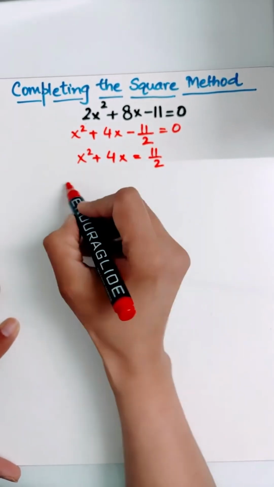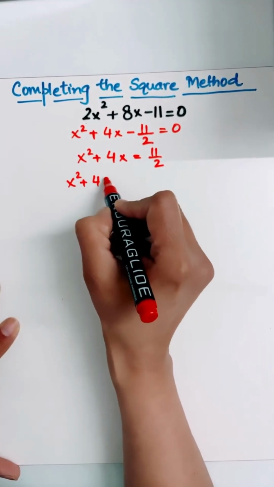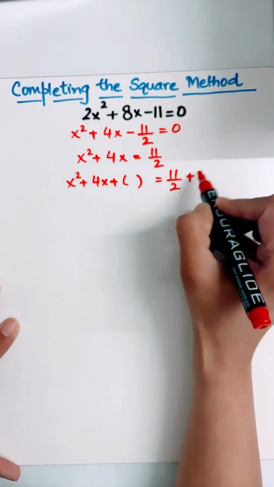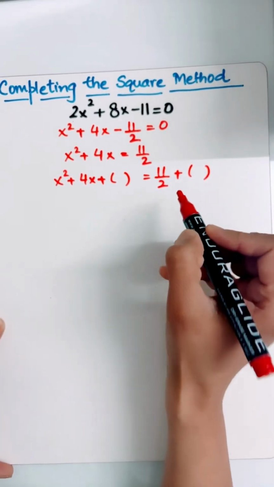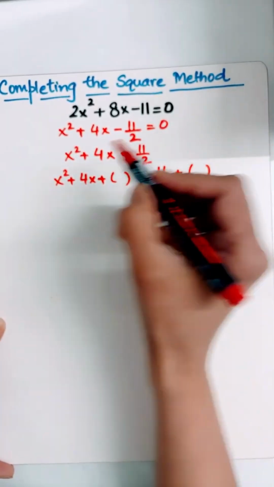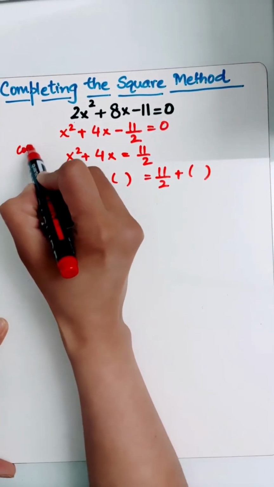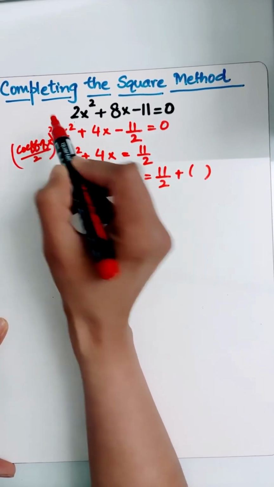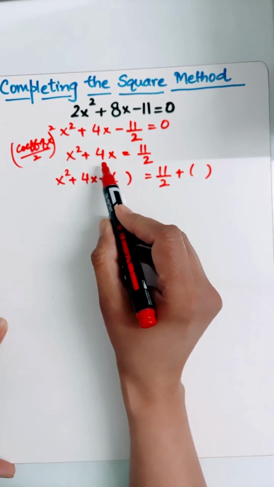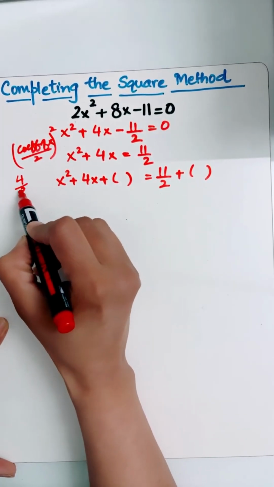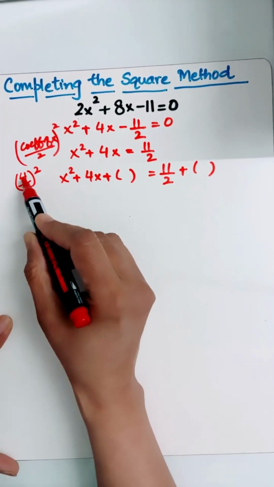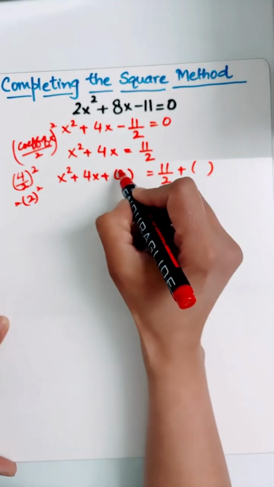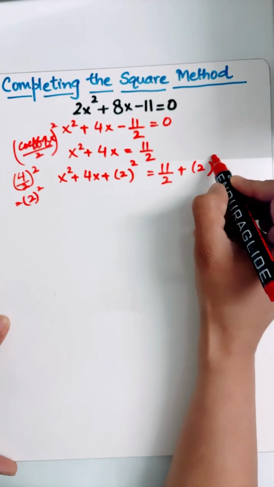Now we have to add one term on both sides of the equal sign. So this some term equals 11 over 2 plus some term. Now what is that term? Always remember that term is equal to the coefficient of x divided by 2, whole square. Always. What is the coefficient of x in this case? 4. So it's 4 divided by 2 whole square. And what is 4 divided by 2? It is 2. So the term is basically 2 square. So let's add 2 square on both the sides.